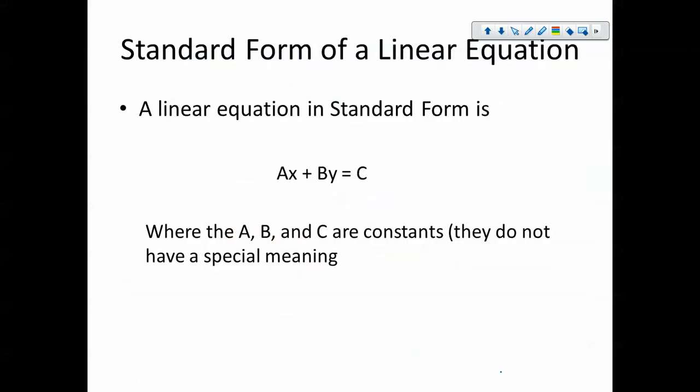So this is a standard form equation. We said it already, right? The A, the B, and the C, where A, B, and C are constants, meaning they're just numbers. They have no special meaning. There's no slope, there's no y-intercept that's being shown in the equation. We would need to do some algebra to figure out those things, okay? So there's no special meanings in the standard form equation. It's just something x plus something y equals c.